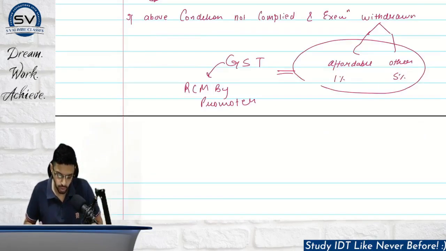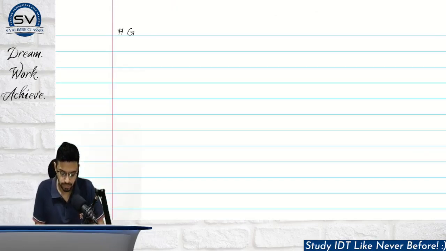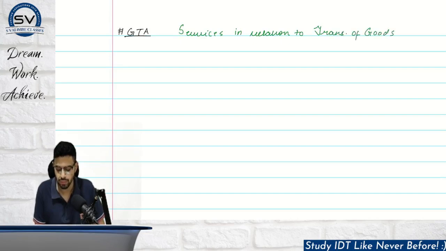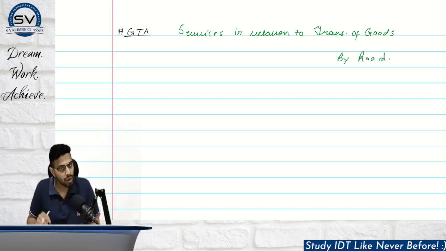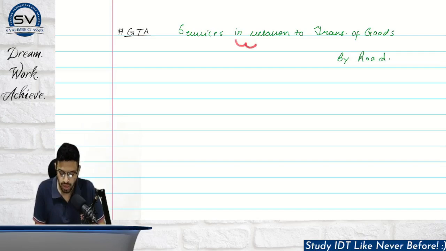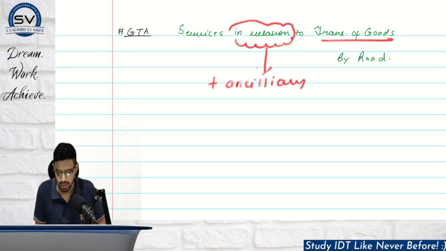Okay. Now one important point to be noted is, what do you mean by GTA? Goods transport agencies, basically they provide services in relation to transportation of goods by road. Now please understand, this is not the same as providing transportation of goods by road; it is services in relation to. Now, what do you mean by in relation to? It means something which is not restricted to transportation of goods. It includes ancillary services also. Example, loading, unloading, insurance, storing, warehousing. So these are also covered.